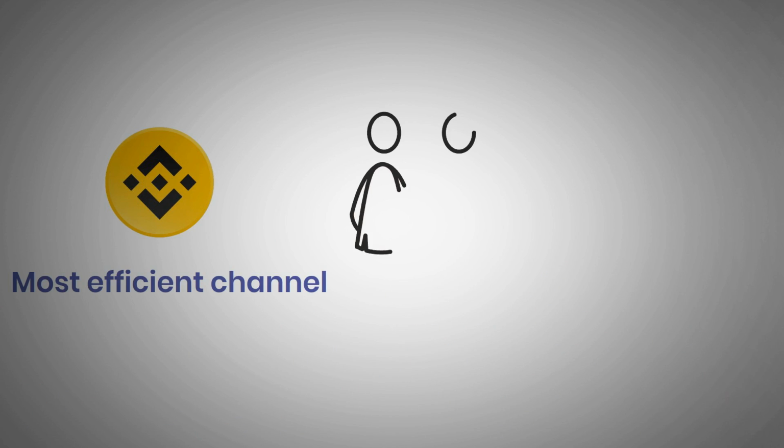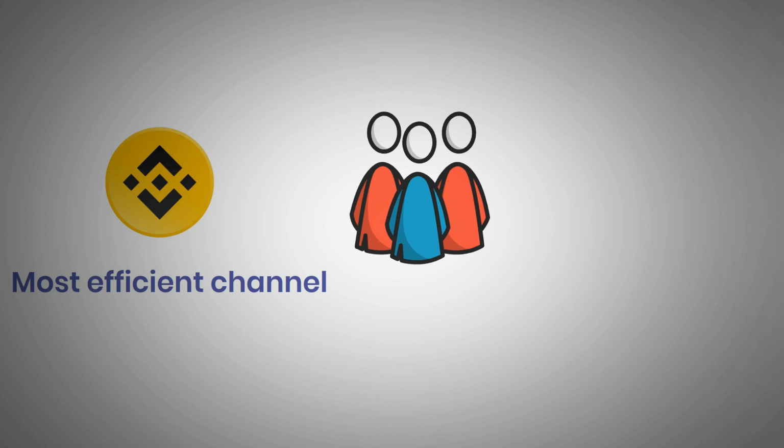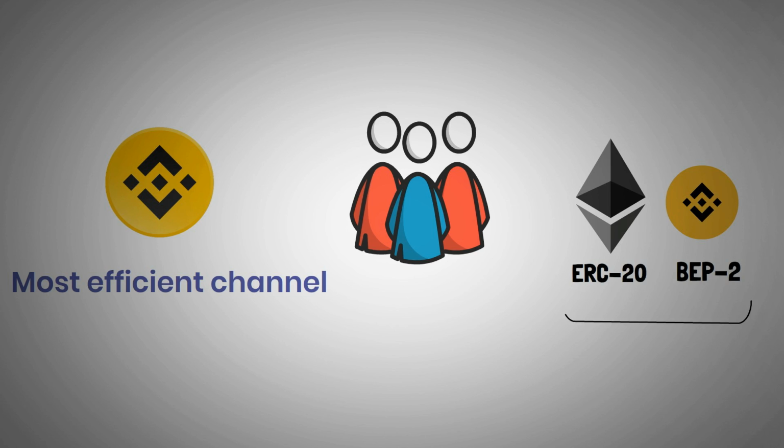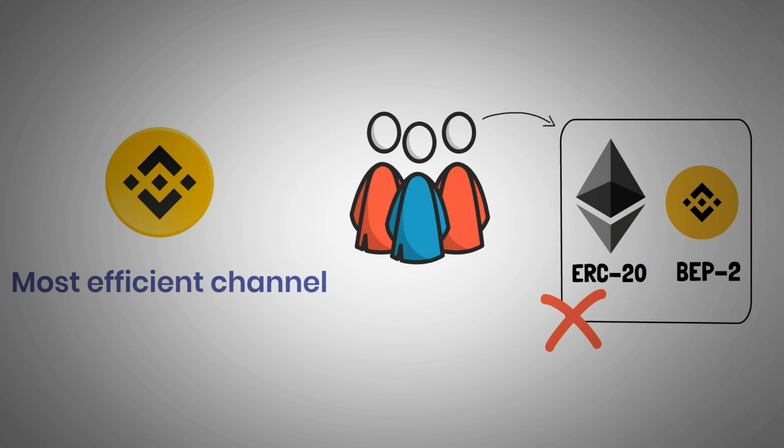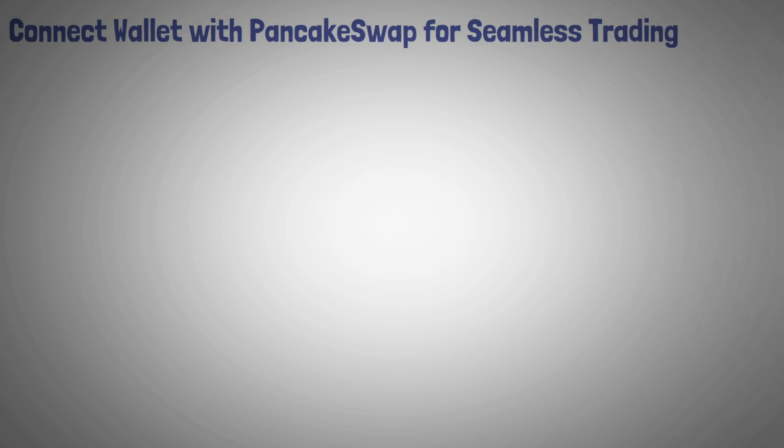BEP20 is believed to be the most efficient channel that helps users cover their transactions across different environments. Other networks such as ERC20 and BEP2 are not usually preferred. However, people also tend to use these networks. Connect wallet with PancakeSwap for seamless trading.